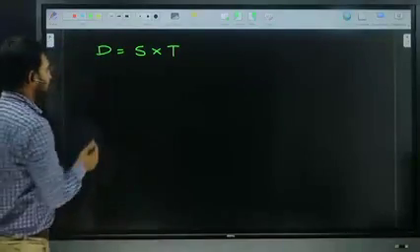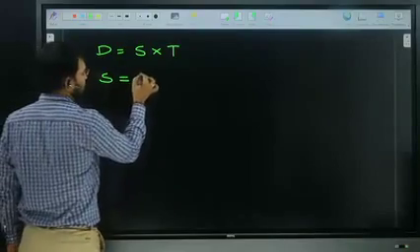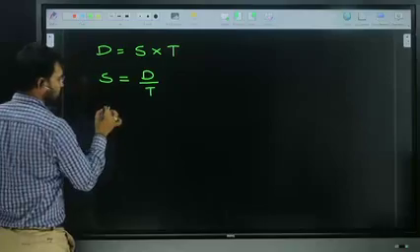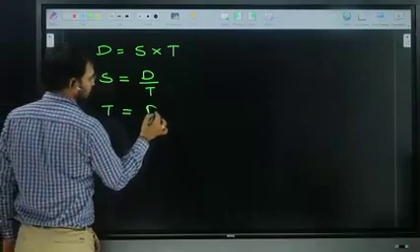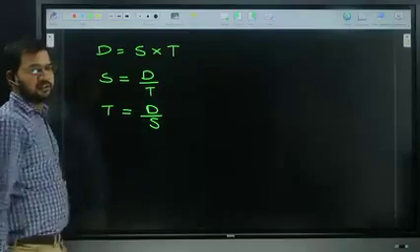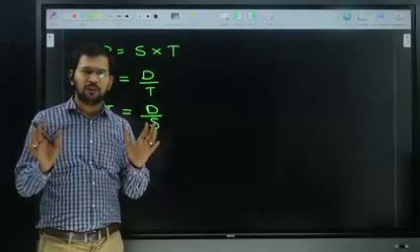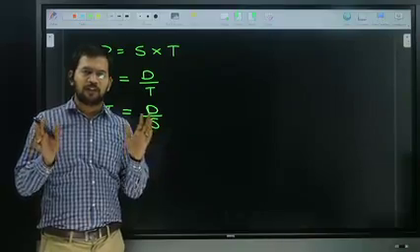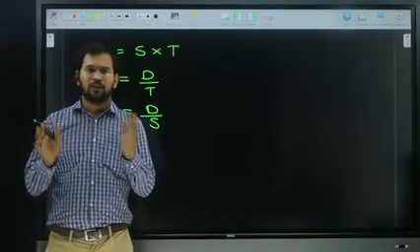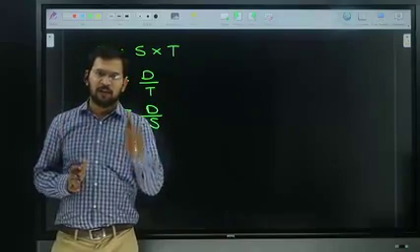For example, if we need speed, speed is equal to distance by time. If you want time, you go for distance by speed. Based on this, you can derive any one. So simply remember: distance is equal to speed into time. In the entire time and distance module, only these three variables are there. All of you okay?